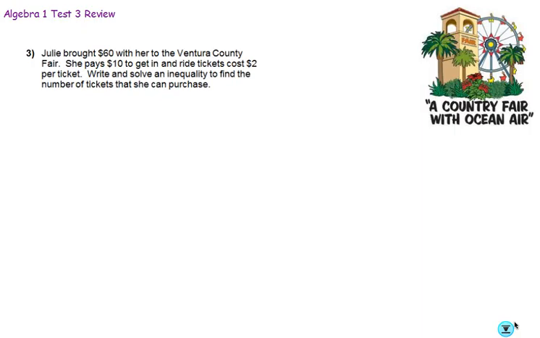All right, so taking a look at number 3, again, at first you look at this and you think, oh my gosh, it's a word problem. But I promise you it's actually a lot easier than you might think. Julie takes $60 with her to the Ventura County Fair, and then she pays $10 to get in. So let's say we start with 60, and then she pays $10 to get in. So this is what we start with, and then she pays $10, so this is like the entry fee.